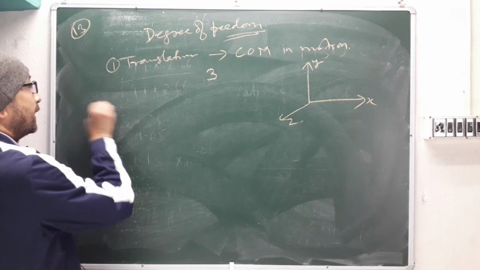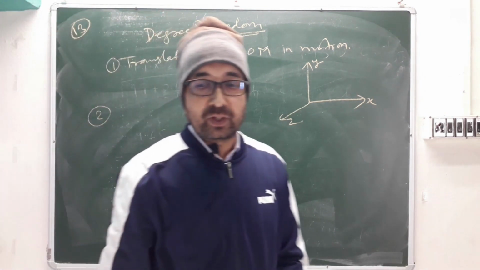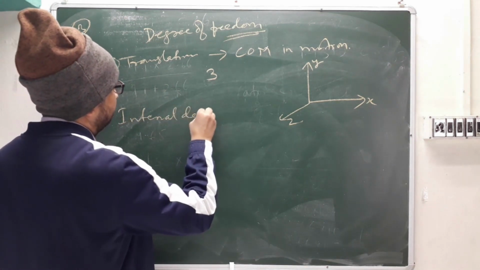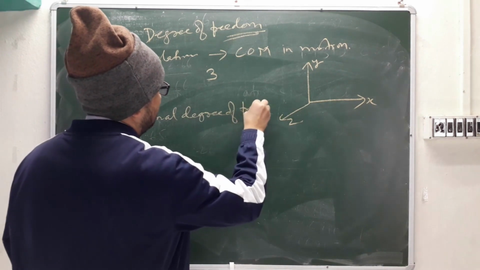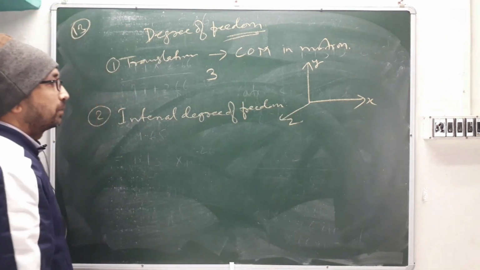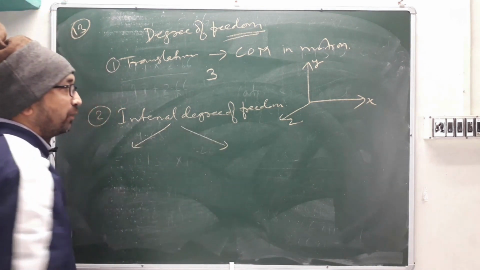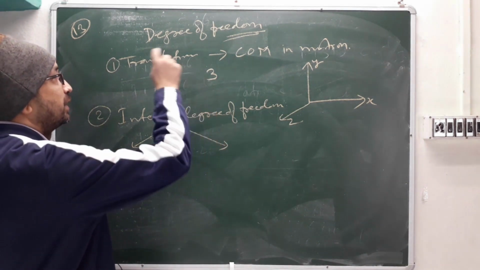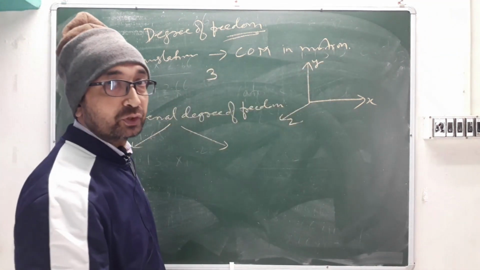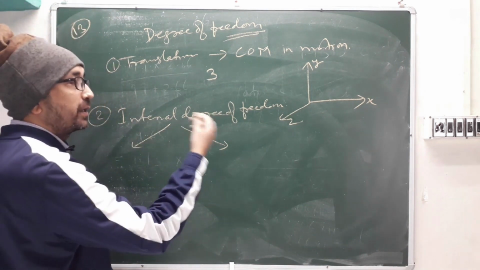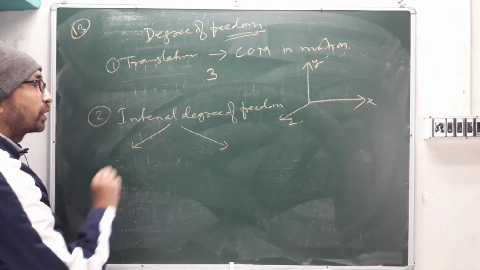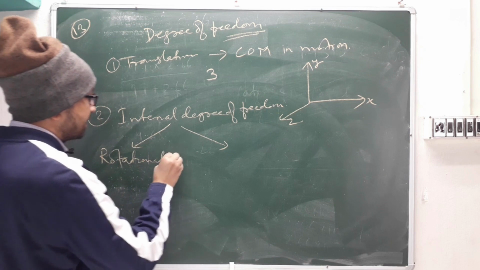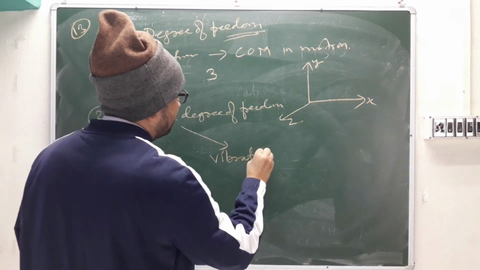Now the second one is the internal degree of freedom. What is this internal degree of freedom? This will be of two types, where the center of mass won't be in motion. In translational, the center of mass will be in motion, but in internal degree of freedom, it won't be in motion. In that, two types will be there. One will be rotational, and the second one will be vibrational.